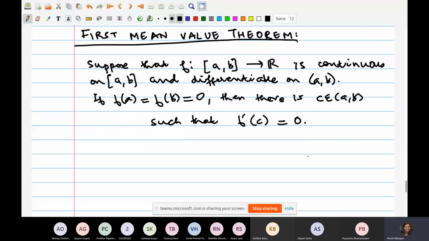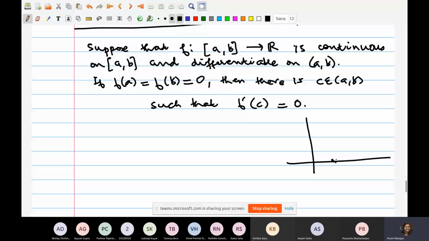This theorem is telling us the following. Let me draw a little picture here. Suppose that a is here and b is here. So f(a) is 0, and f(b) is also 0. One possibility is that the graph looks like this. So what is it saying? That there is a point c in the open interval (a, b) such that the slope of the tangent line to the graph of f equals 0.